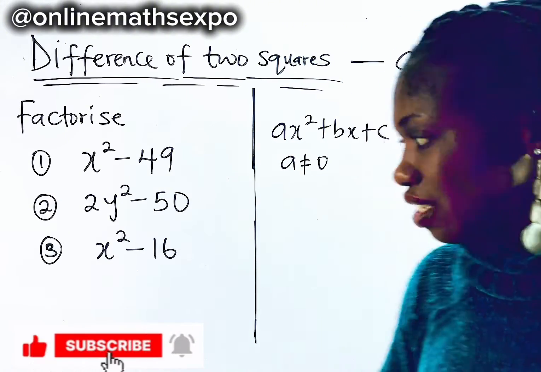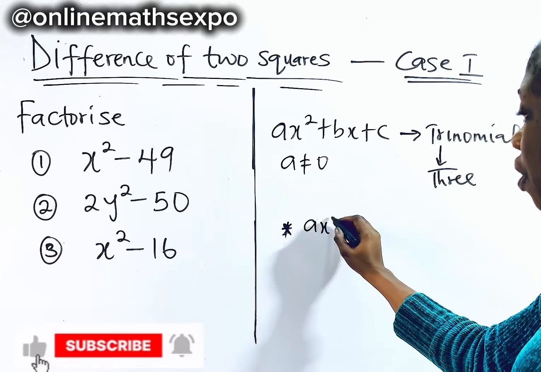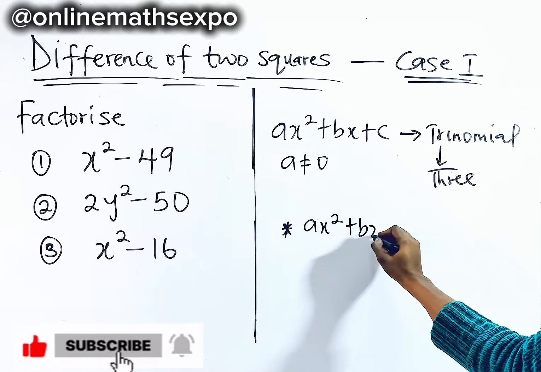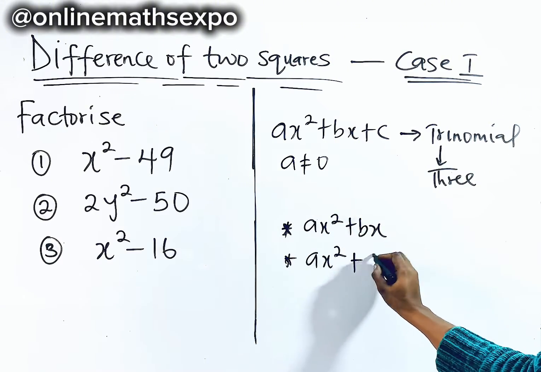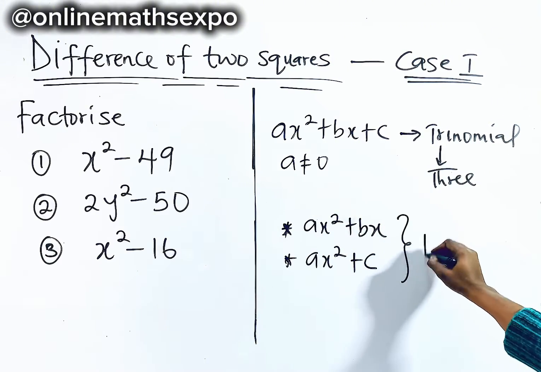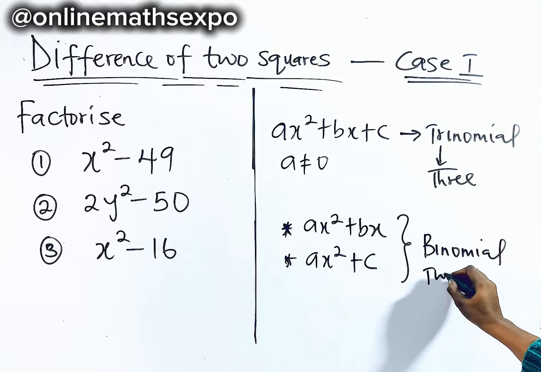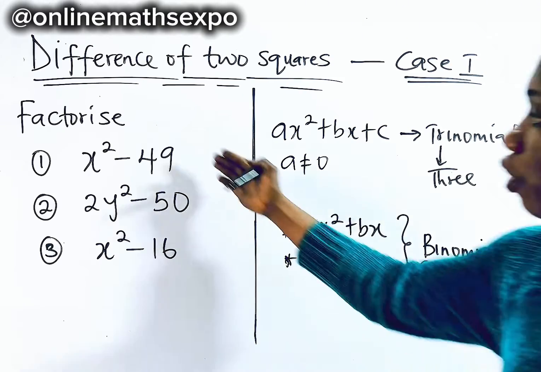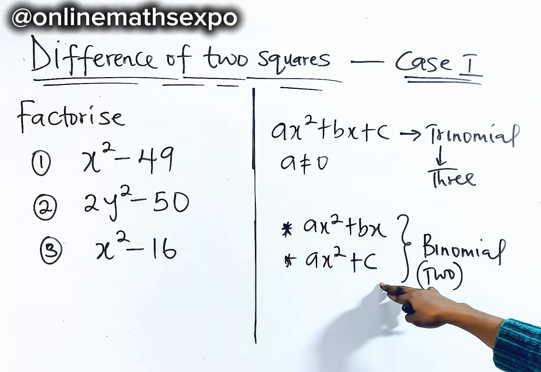There are cases where you have only two. It can be the first and the second term. It can also be the first term and the last term. These are what we call binomials, okay? Because they are two. Now, carefully look at this. You see that these questions are of this form.